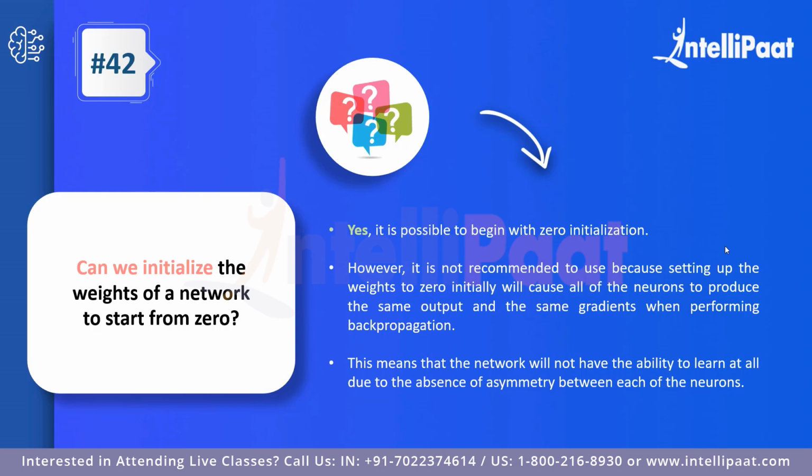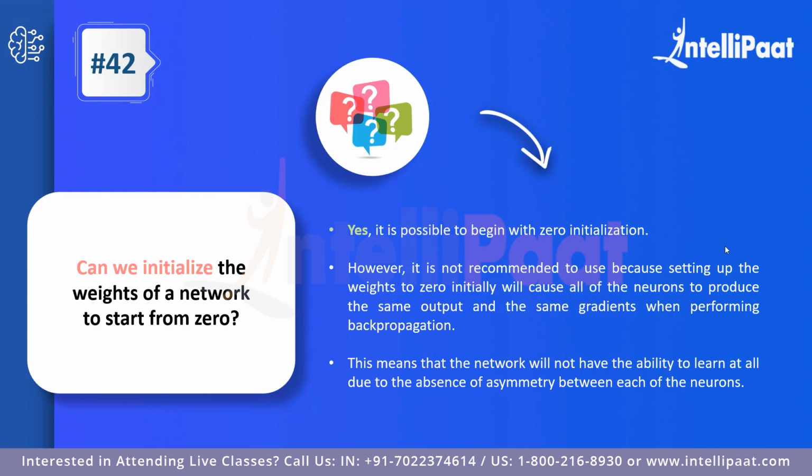What this means is that your network cannot learn at all if we start with 0, because there is no asymmetry, right? Each of the neurons has to be unique from each other, and they have to do a unique task that is assigned to them. So if everything is set to 0, then when we work with back propagation, there is no way to tell one neuron apart from the other. So the learning rate is 0, as I just mentioned, and it really doesn't work.